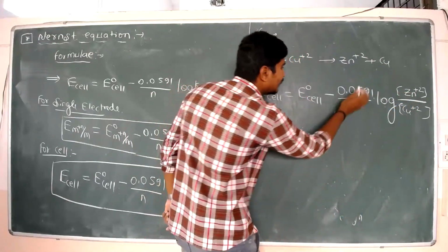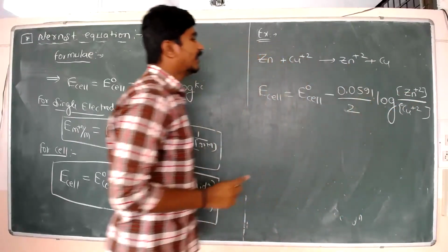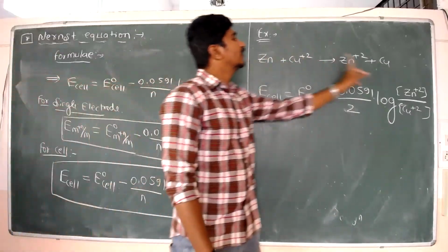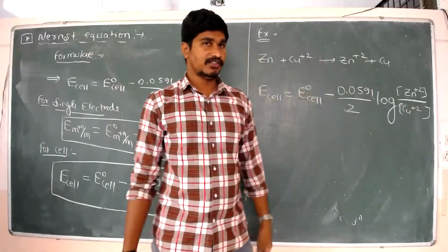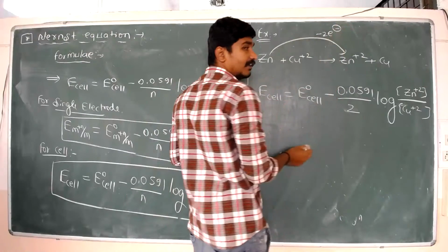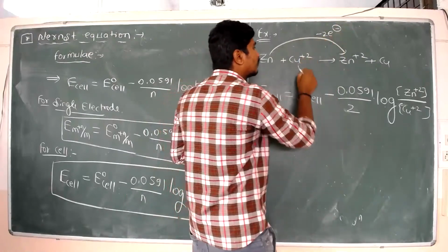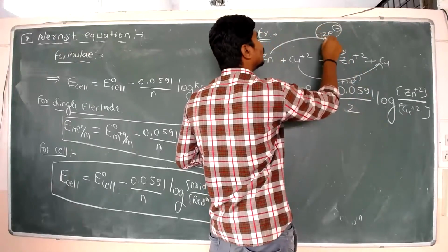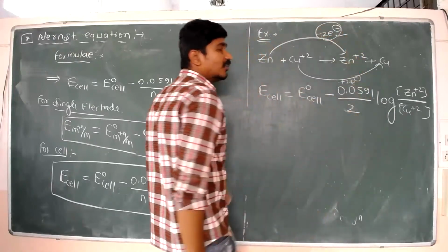Now, in place of n, here I can write 2. Why am I writing 2? Because only 2 electrons are involved in this reaction. This zinc is losing 2 electrons. Correct? This copper is gaining those same 2 electrons. Take any one: how many electrons are involved? 2 electrons. Therefore, I am writing 2.